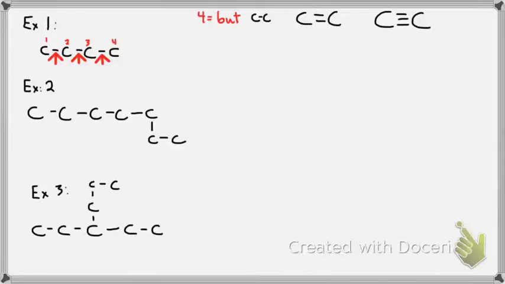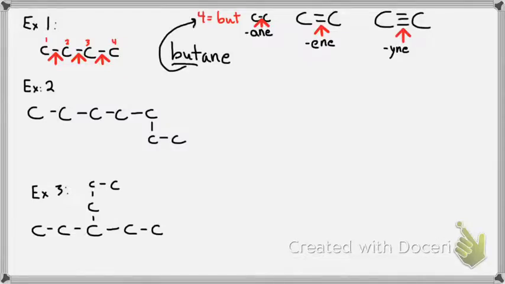Here's an example of what it would look like. A single bond has one line, and its ending is "-ane". A double bond has 2 lines, and it ends in "-ene". A triple bond has 3 lines, and it ends in "-yne". So this is butane. But- for the 4 carbons in a chain, "-ane" for the single bond. Remember to re-watch this as many times as you need.